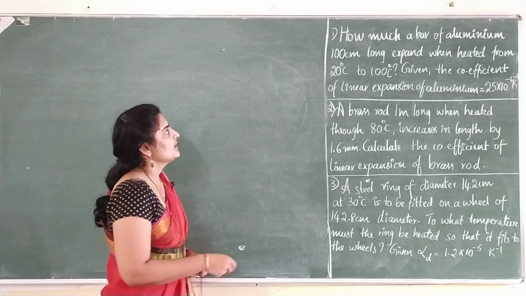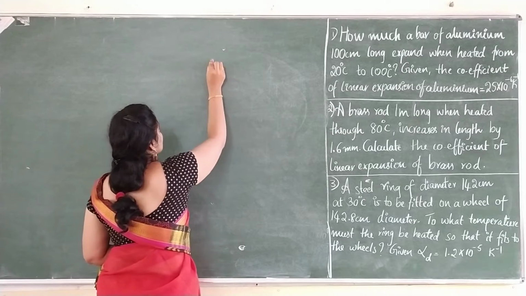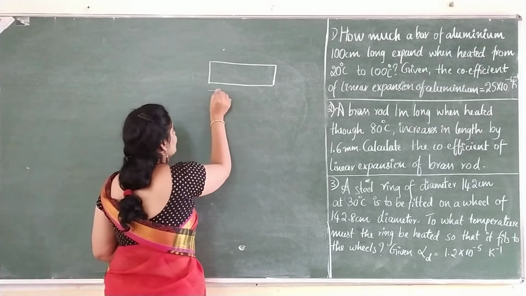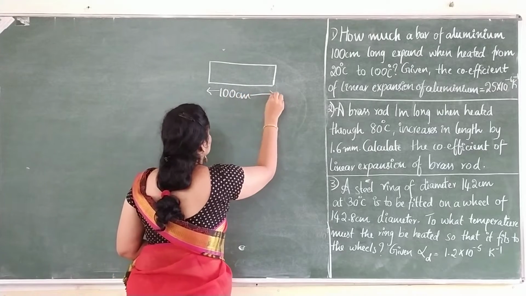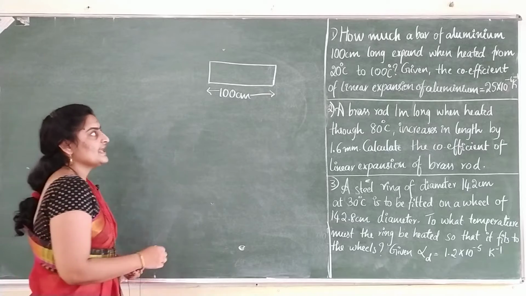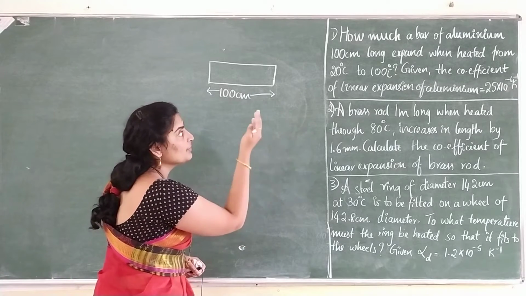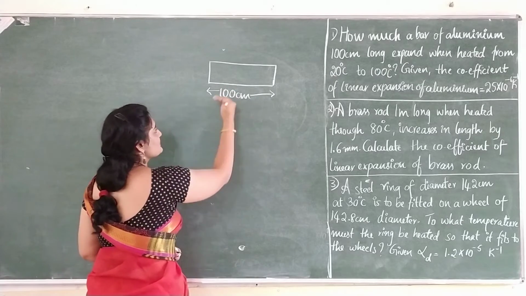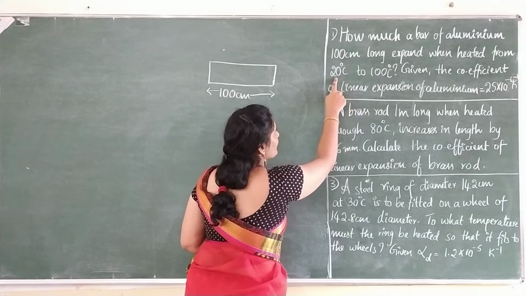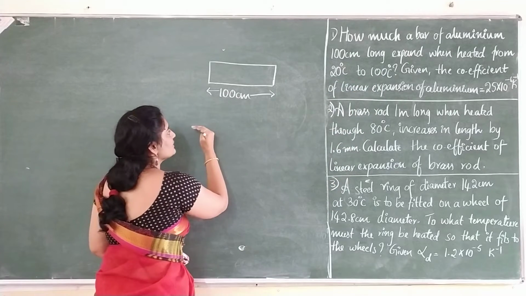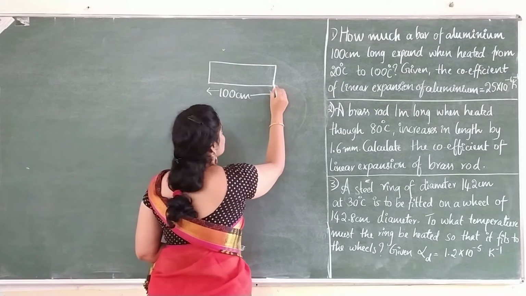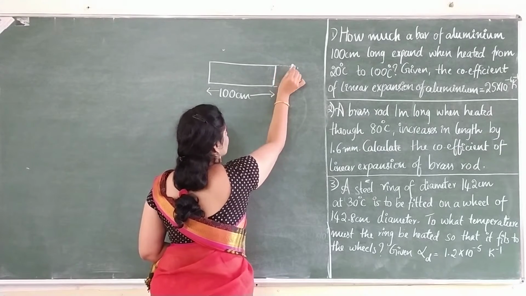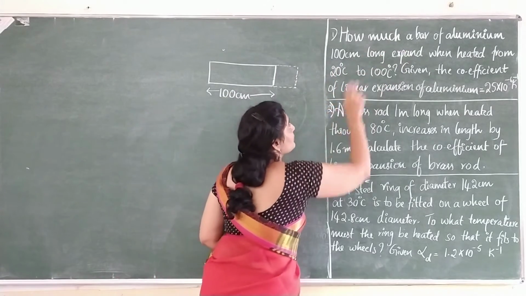See, how much does a bar of aluminium expand? So there is a bar of aluminium, whose length is given as 100 centimeter. It is heated from 20 degrees Celsius to 100 degrees Celsius. So what have they done? They have supplied heat energy to this bar of aluminium. Temperature has increased from 20 degrees Celsius to 100 degrees Celsius. When the temperature increases, it expands. So this bar expands like this.